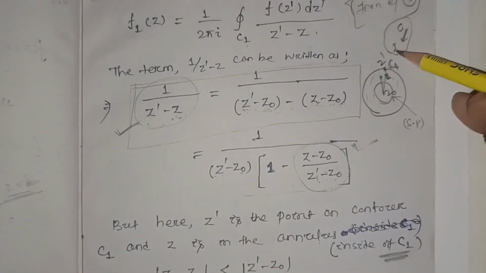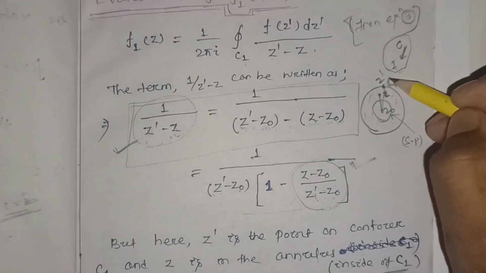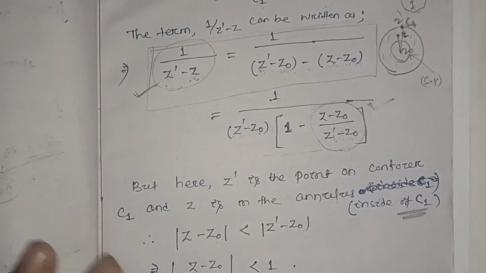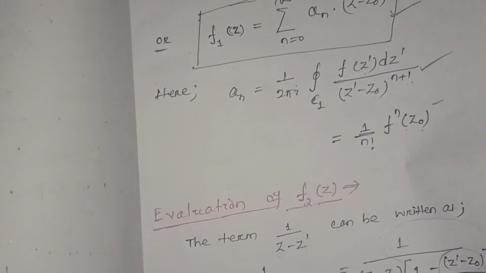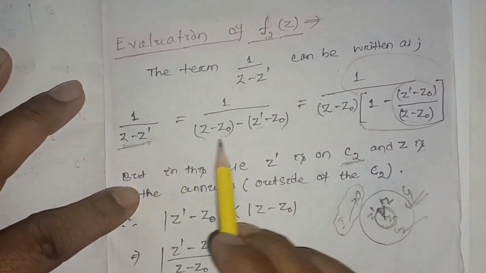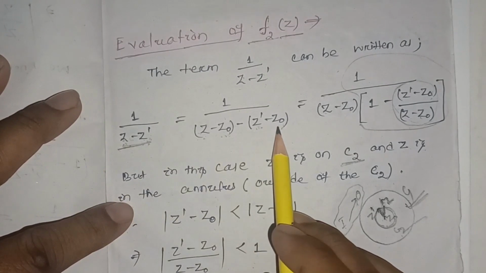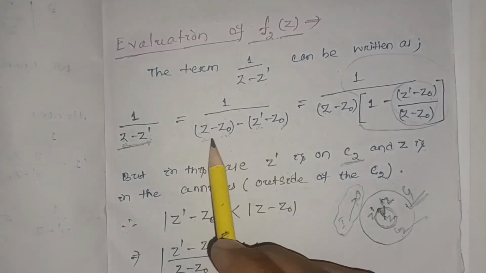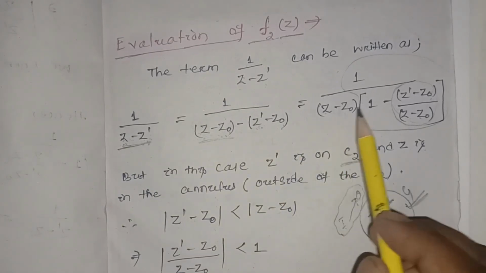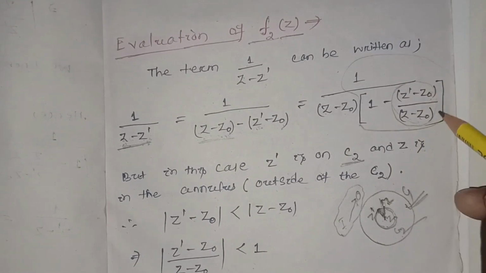When in to out, z minus z0 minus z' minus z0. When out to in, at the time of numericals, it will be required. Okay, out to in, you have to write z' minus z as z' minus z0 minus z minus z0, right? Then for f2(z) we wrote z minus z' as z minus z0 minus z' minus z0. The first term is this one, z minus z0, take it common from these two terms, we found z minus z0 whole into 1 minus z' minus z0 by z minus z0. This will automatically be less than 1.